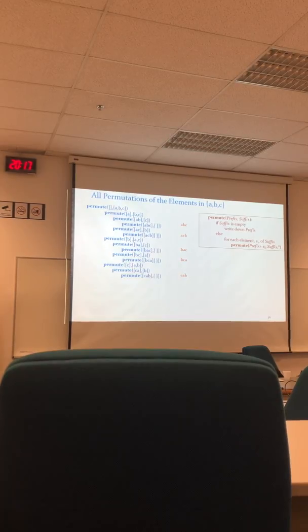To solve this problem, we divide it into 3 subproblems because there are 3 elements here. Find for those that start from A, find those that start from B, find those that start from C. So this is the algorithm designed from the divide and conquer approach. We solve one problem from multiple subproblems in this case.